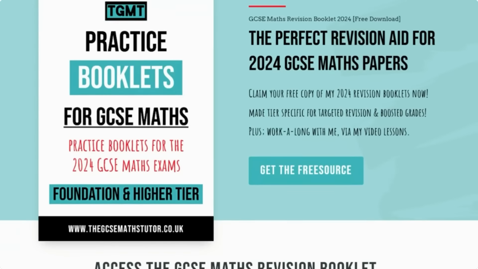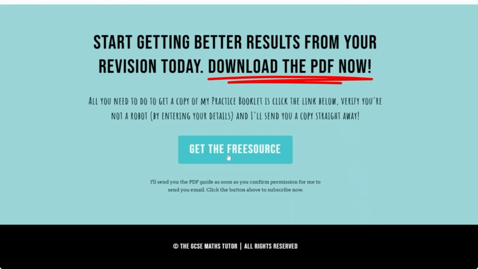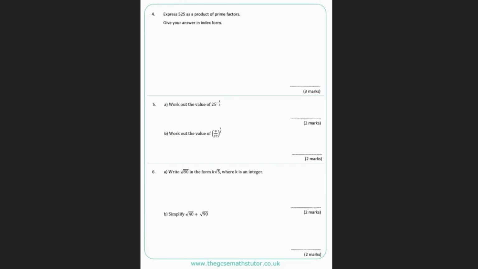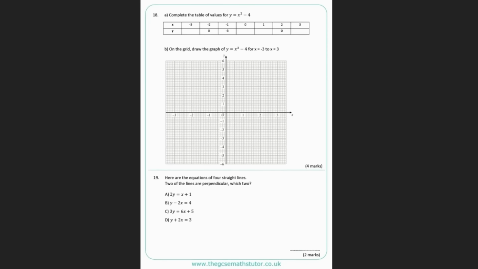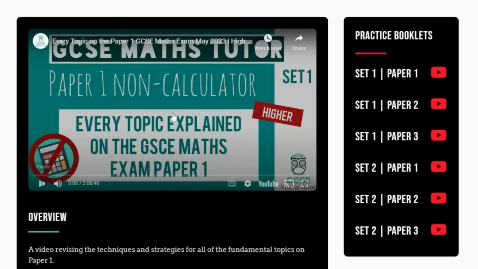Tip 2, my paper 2 practice booklets. Once you've worked through the YouTube lessons identified by the revision checklist, then you need to work through my paper 2 specific practice booklet to solidify your understanding of the topics in preparation for the exam.